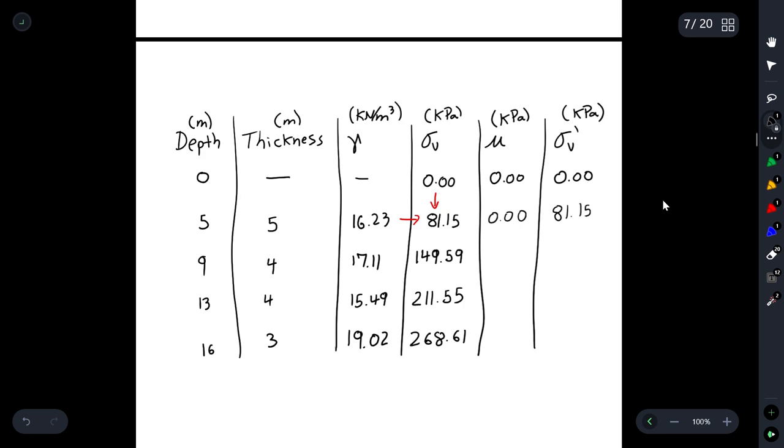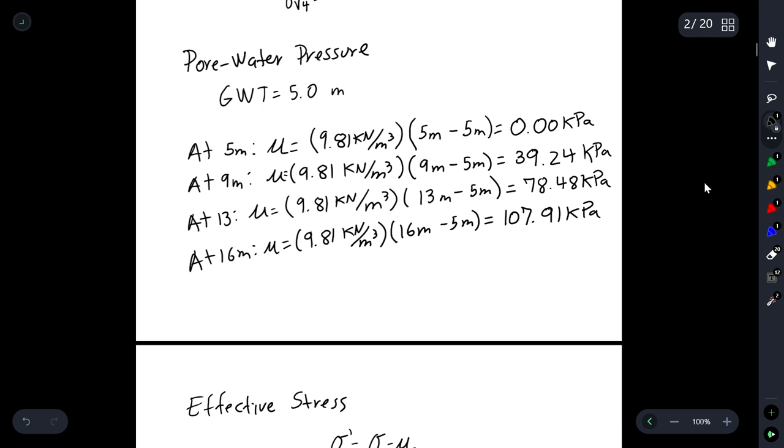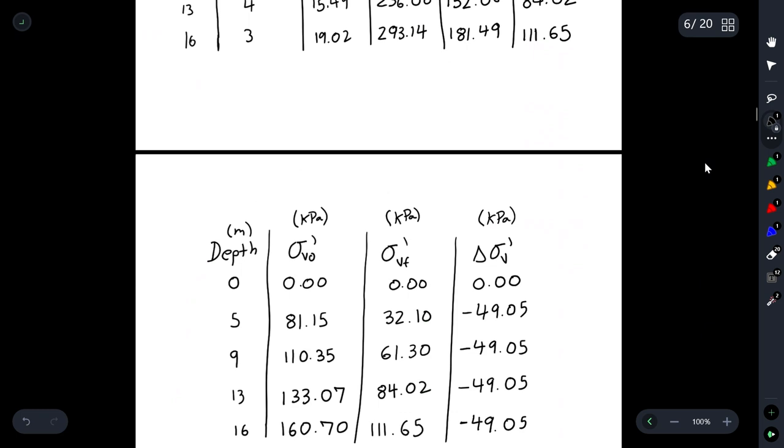However, because the groundwater table changes slightly, I am going to recall how we did the calculation. Remember, we just did the unit weight of water times the head of water. In this case, because the groundwater table is changed from 5, sorry, to 8, I'm going to be changing this to 8, so in this case it will be 9.81 times 9 minus 8, which is 1, so it just becomes 9.81. And then we move on in the same way.